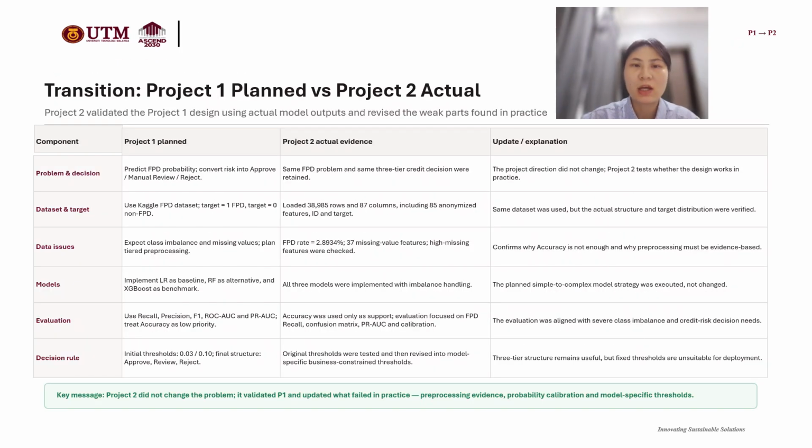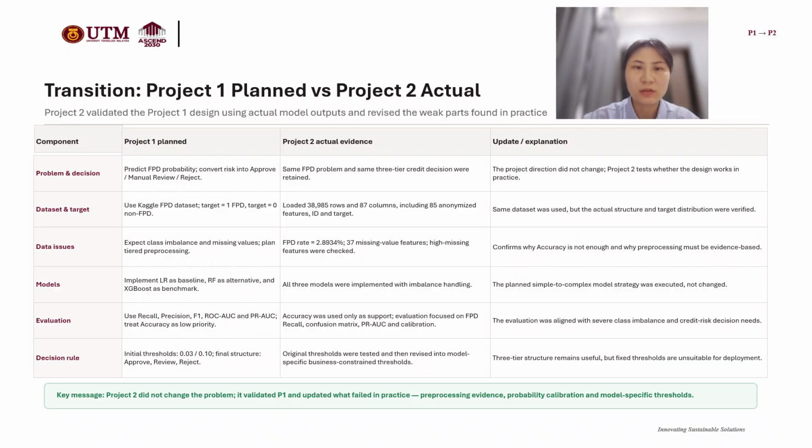And this slide connects Project 1 and Project 2. Project 2 keeps the same FPD problem, Kaggle dataset, target variable, and the three-tier decision structure. And the actual data confirm two main problems: severe class imbalance and missing values. This explains why accuracy is not enough and why preprocessing is necessary.